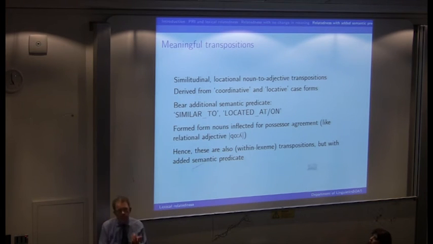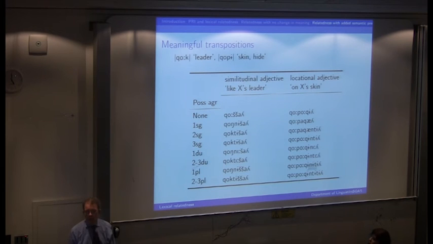In other words, we've got this meaningful, meaning-bearing piece of morphology which creates an adjective from a noun, but it still inflects for possessor agreement. So it's still part of the possessive inflectional system. It's still a noun lexeme. It's just that it's changed its form, it's changed its syntax, and it's gotten some extra meaning. That just proves that it's true.